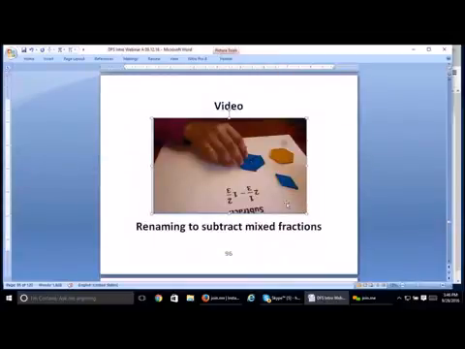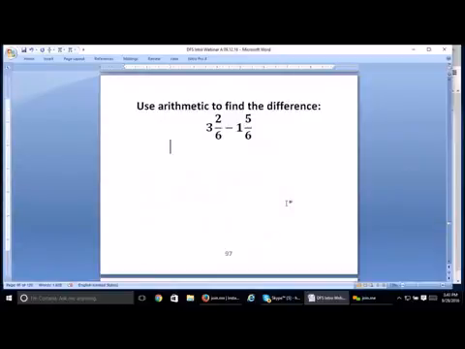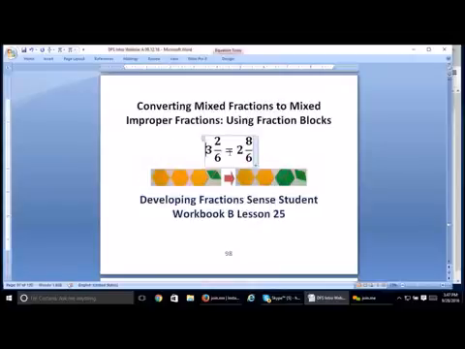Okay. Now, in one of the following lessons, they have to use arithmetic to find the difference. So one approach could be, let's rename 3 2/6 as 2 8/6. But before we have the students do that abstractly, we want them to do it concretely. So in lesson number 25, the students convert mixed fractions to mixed improper fractions. Okay, this is new terminology. 3 2/6 is a mixed fraction. 2 8/6 is a mixed improper fraction because 8/6 is improper.